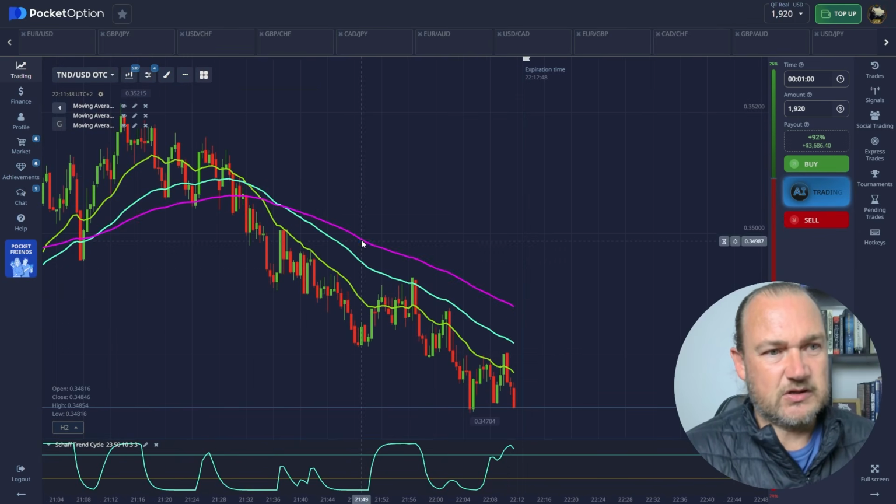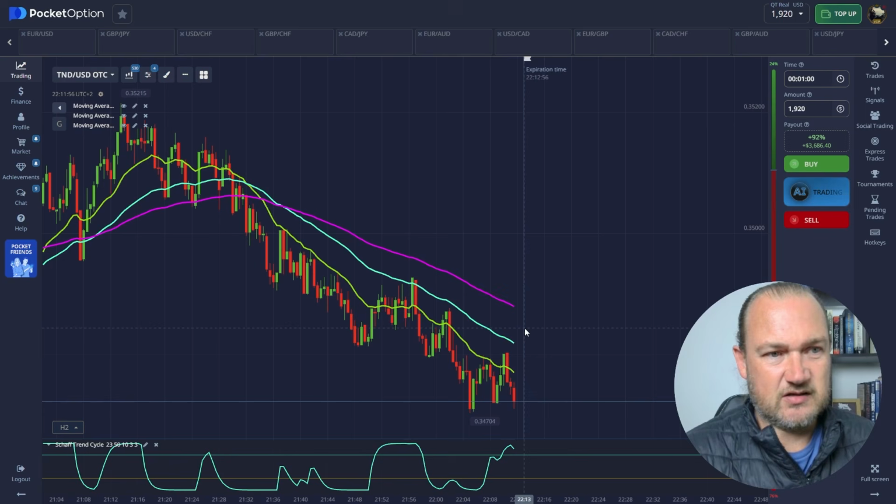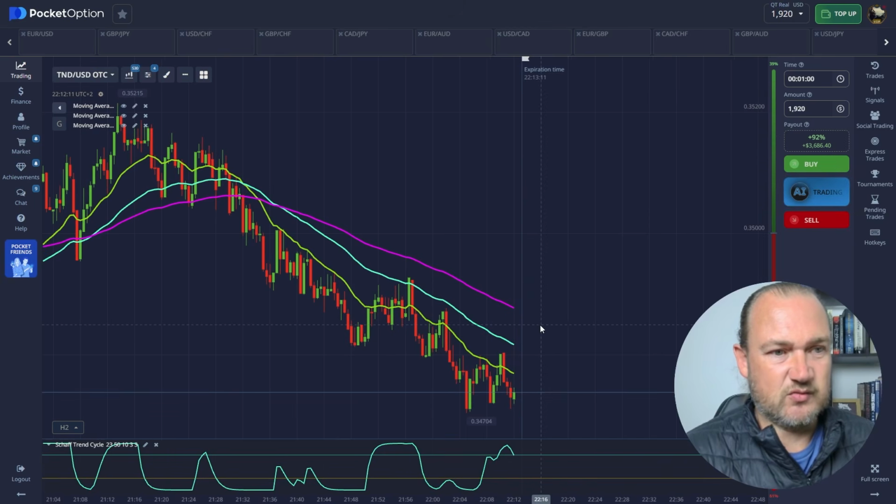We can see that my lines are pointing downwards. They have been a little bit erratic for a bit, but it's pointing downwards. They're running next to parallel to each other, and if we get some red candles here, we'll make a new low, which will be great. And when that happens, we should see the Schaff Trend Cycle go into the sell zone, and we can just take a sell position to go along with it.